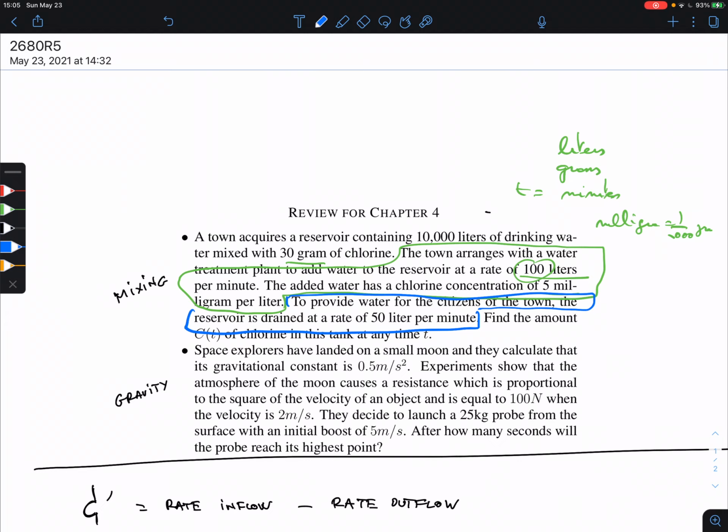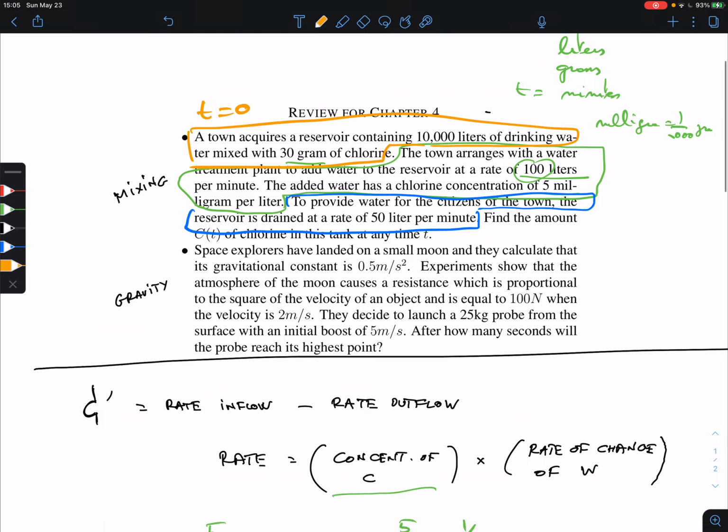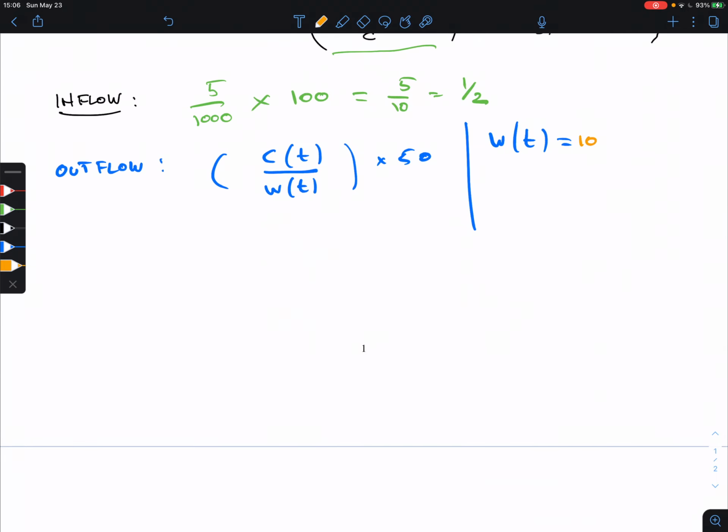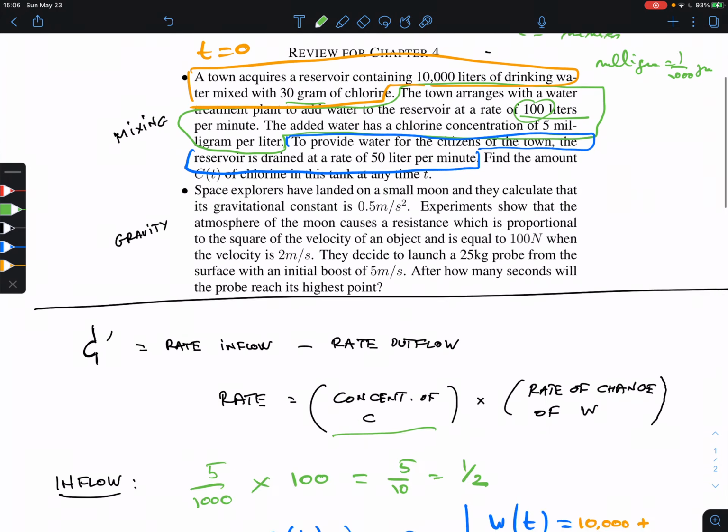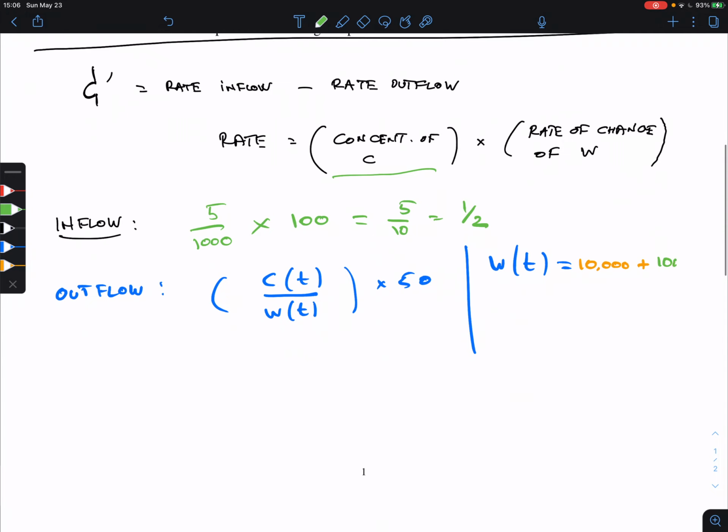Everything is constant here. There's a constant amount of water added. There was an original amount of water, so we have to also take this now into account. This is the original amount of water, so this is at t equals 0. We had 10,000 liters, so we had 10,000, the original amount. Now, how many liters do we add? That's the green part, it tells me 100 liters per minute, so 100t.